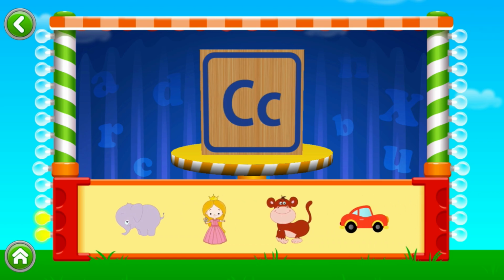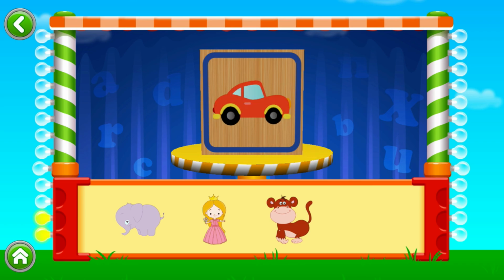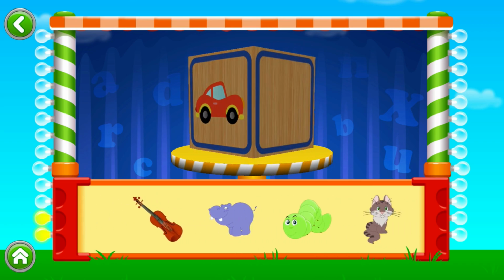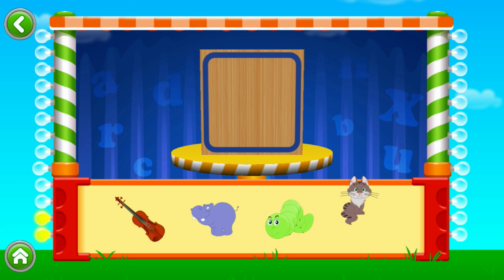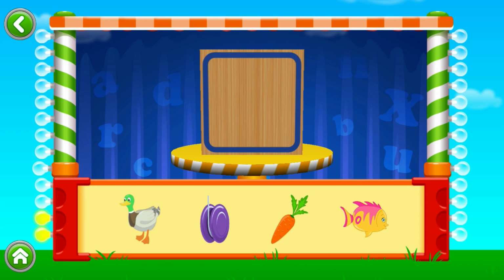C, c. Car. Go ahead and turn the letter cube. Cat. Now, let's do the next side. Carrot.